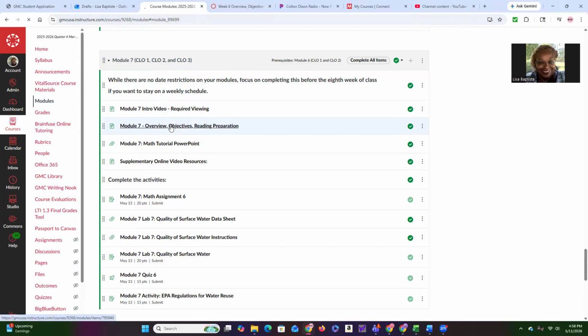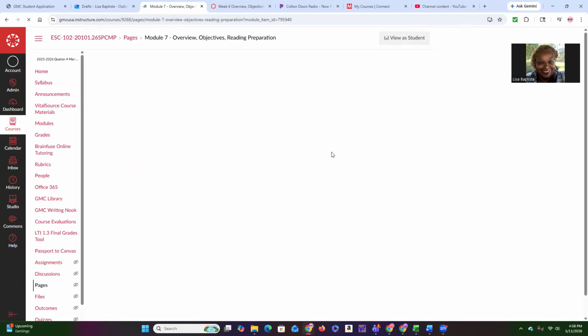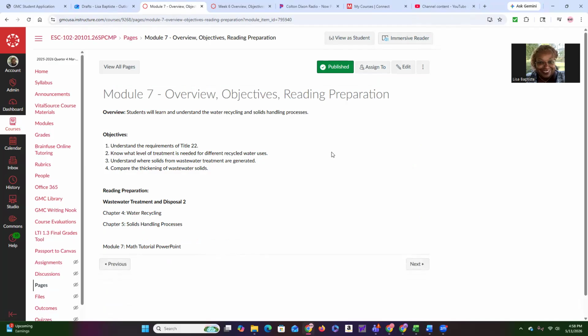All right, so let us go through the module overview, objectives, and reading preparation. Students will learn and understand the water cycling and solids handling processes. Your objectives are to understand the requirements of Title 22, to know what level of treatment is used for different recycled water uses, to understand where solids from wastewater treatment are generated, and to compare the thickening of water solids.